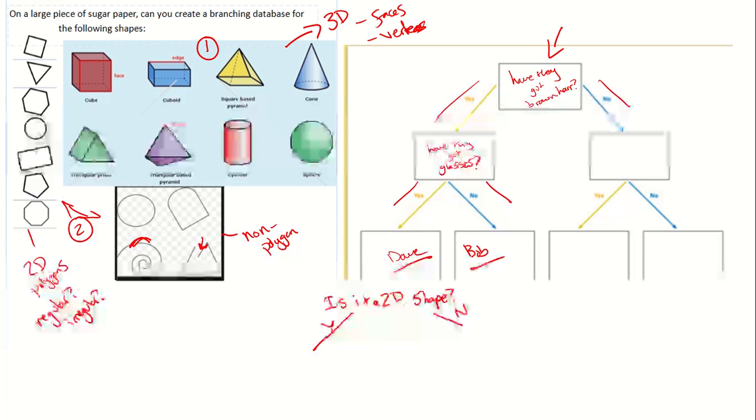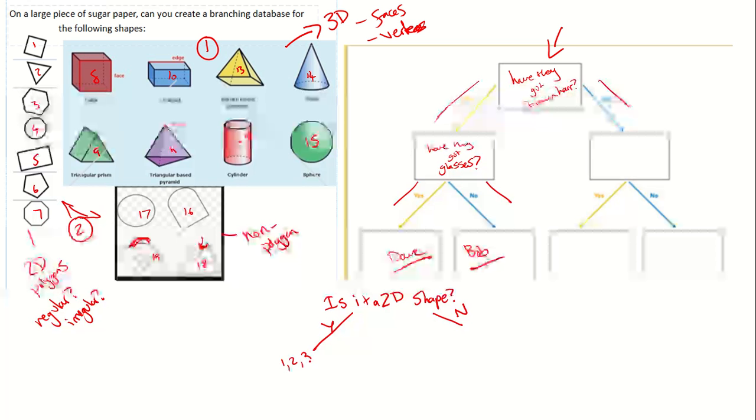That's how easy your work is. As long as you put a question and it can be answered yes or no, then all you do is you put in all the ones that are yes or no. Now, you might want to number them. You might want to draw them. That might take a while though. Now, I don't mind you numbering them as long as at the end you name them. Okay, so is it a 2D shape? Yes. So that's 1, 2, 3, 4, 5. You get the idea. No would be 8, 9, 10, 11, 12.